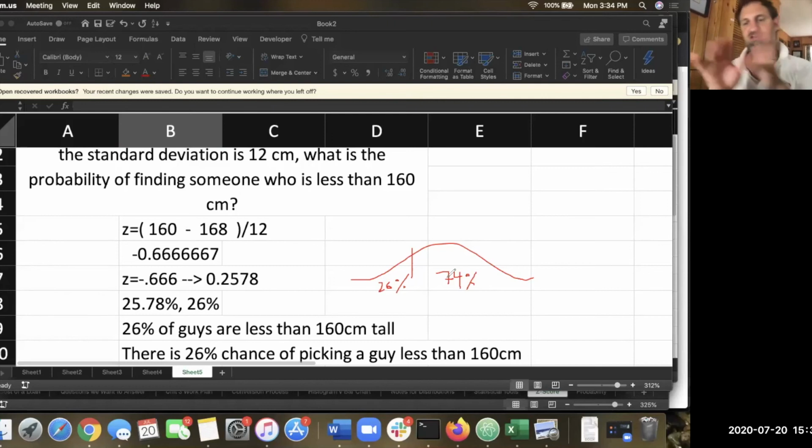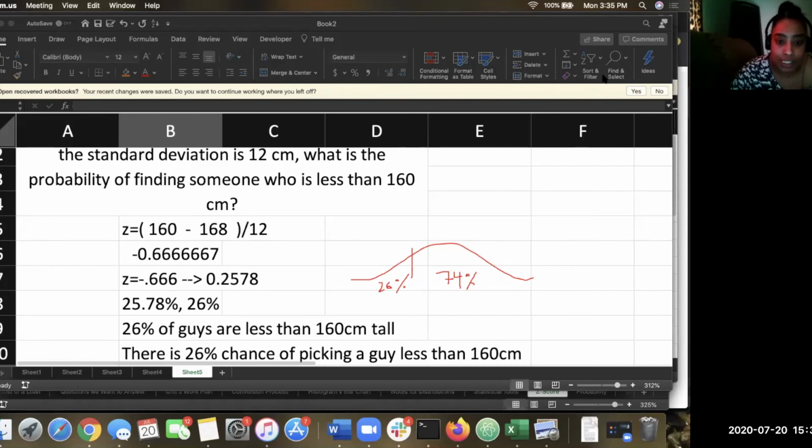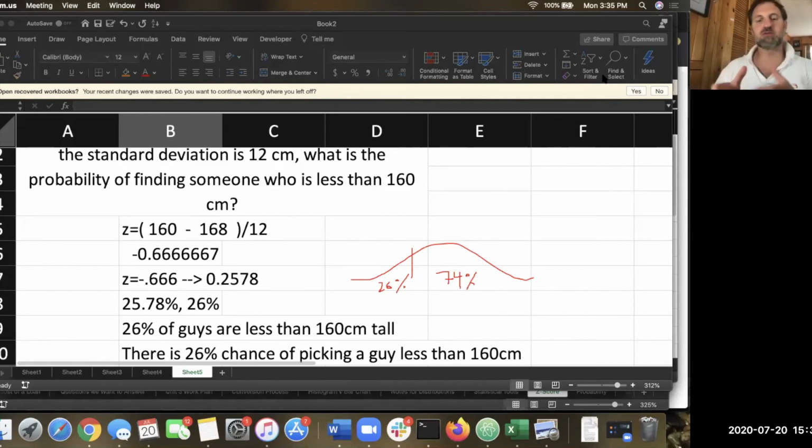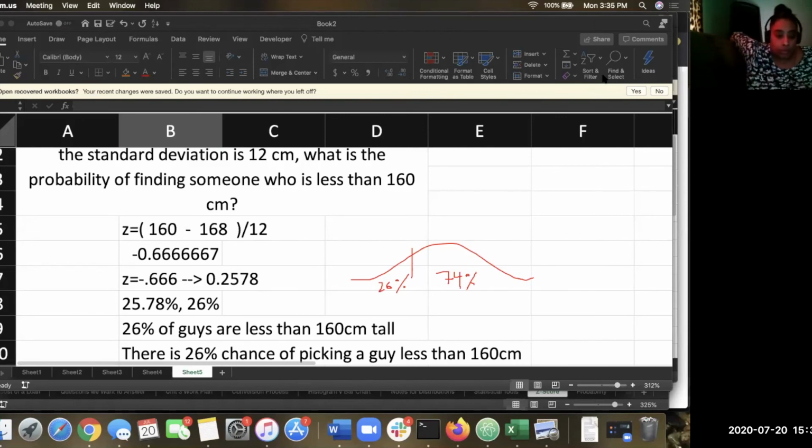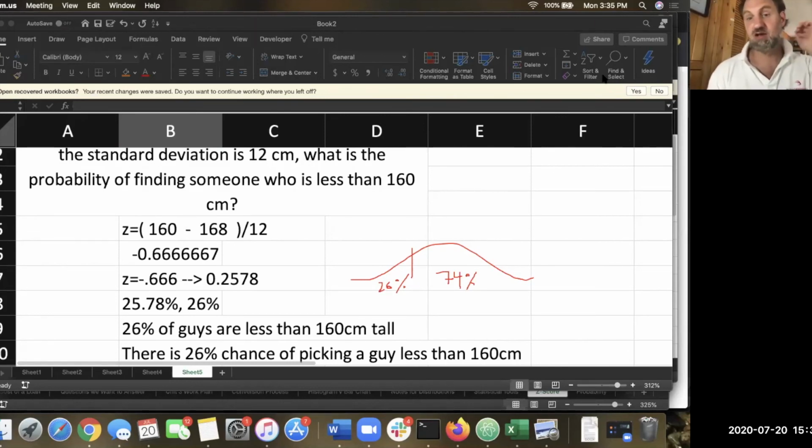Do I want the 74% in this case, or do I want the 26%? You want the 26%, right, because I'm looking for someone who's less than 160 centimeters. If I was looking for somebody who's more than 160 centimeters, I would say 74% of guys are more than 160 centimeters. Okay, let's do another one.